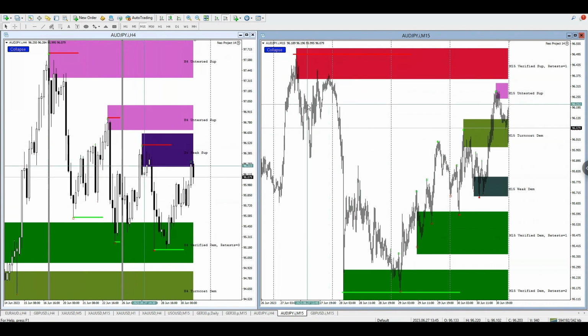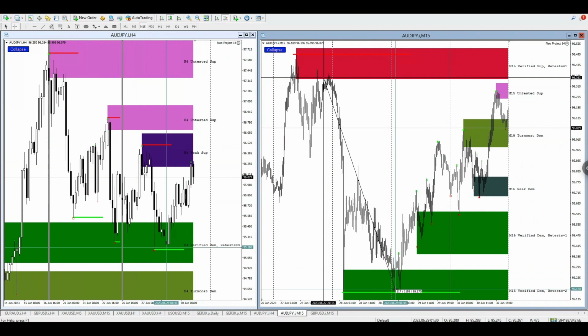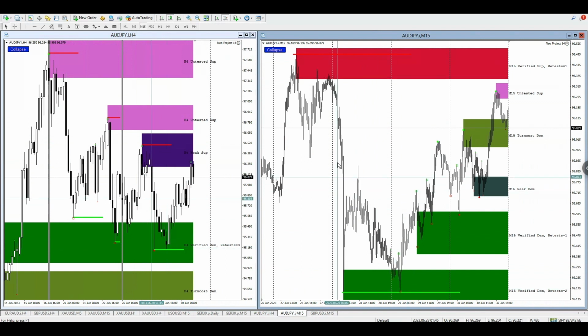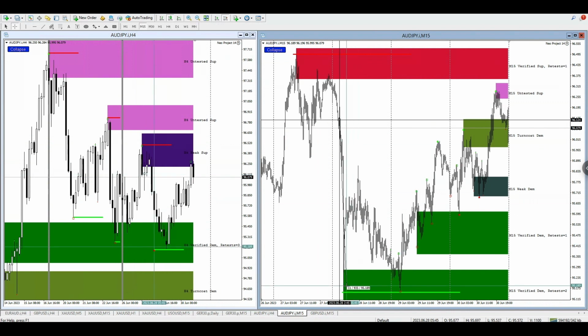We had a verified level here, and easily you could have caught this trade going down for about 110 pips, and if you waited for the break of structure, it would have literally have been around this area here, and this would have been about a 93 pip trade.